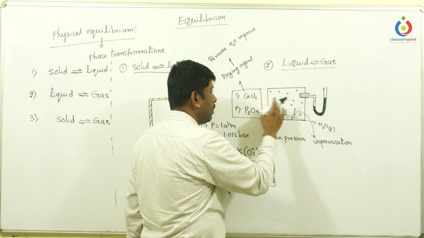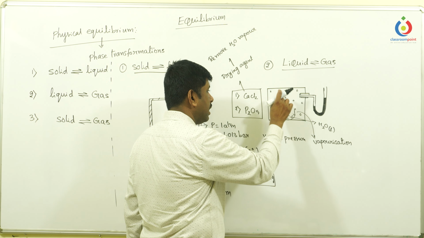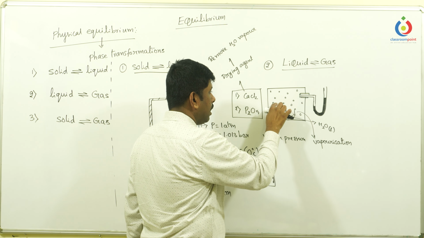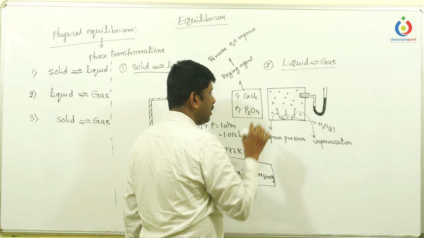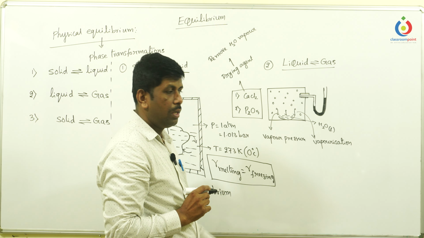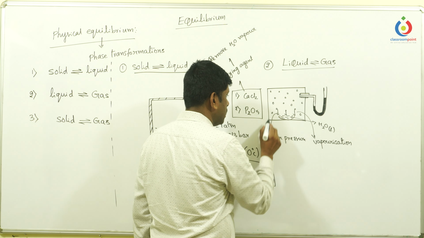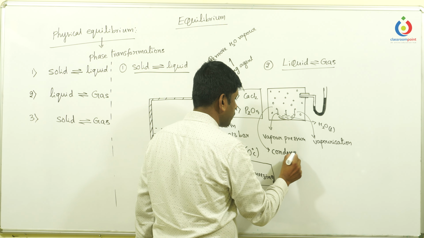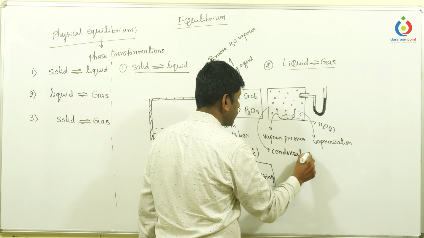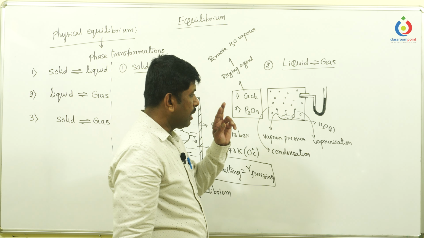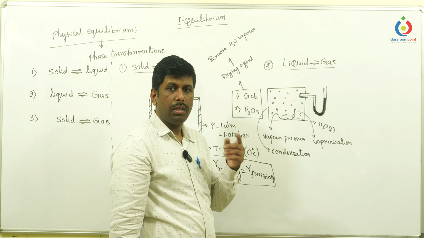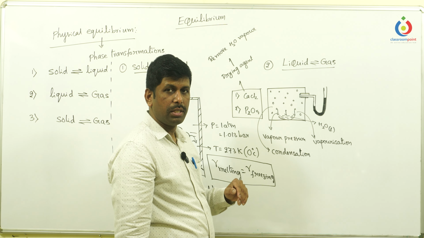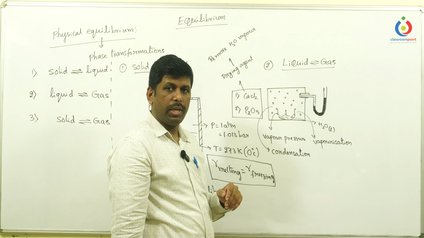After a certain time, when the molecules collide with each other, condensation also starts. That means the gas molecules start converting into liquid molecules. So that process is called condensation. So here we can observe two opposing processes take place continuously. One is vaporization, the second one is condensation. Both processes continuously take place.